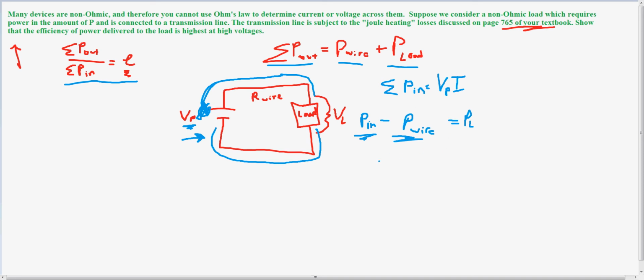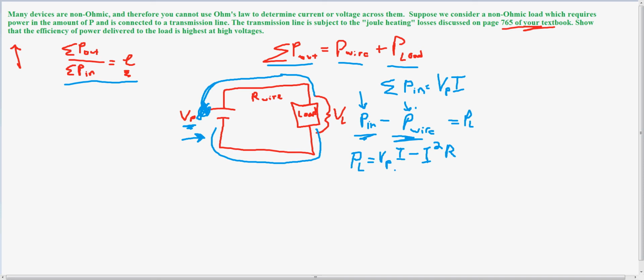So I then take this power load, since I know these two right here. The wire still follows Ohm's law, so the power of the load will be equal to the VP I minus, and for this one, I'm going to use the definition of power, which is the current squared times R. And since we know the resistance of the wire, or we could know the resistance of the wire, and it follows Ohm's law, we can get this equation.